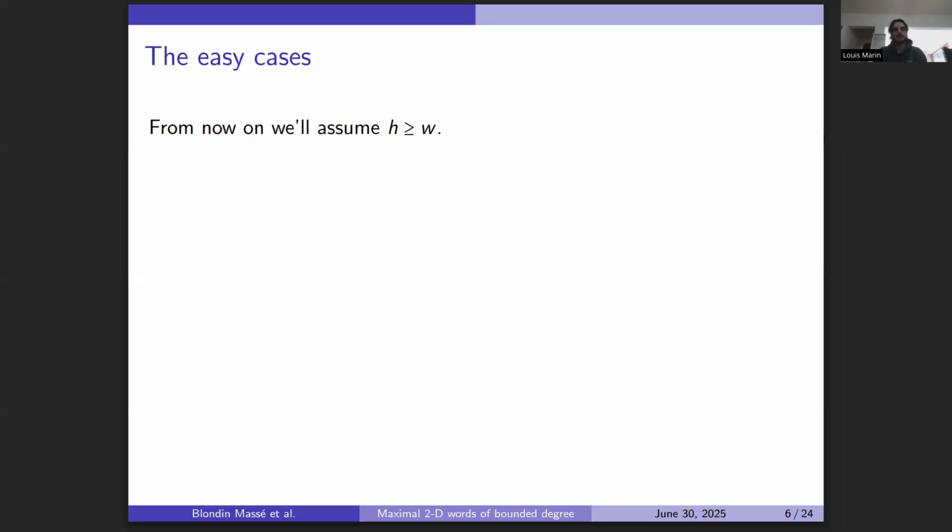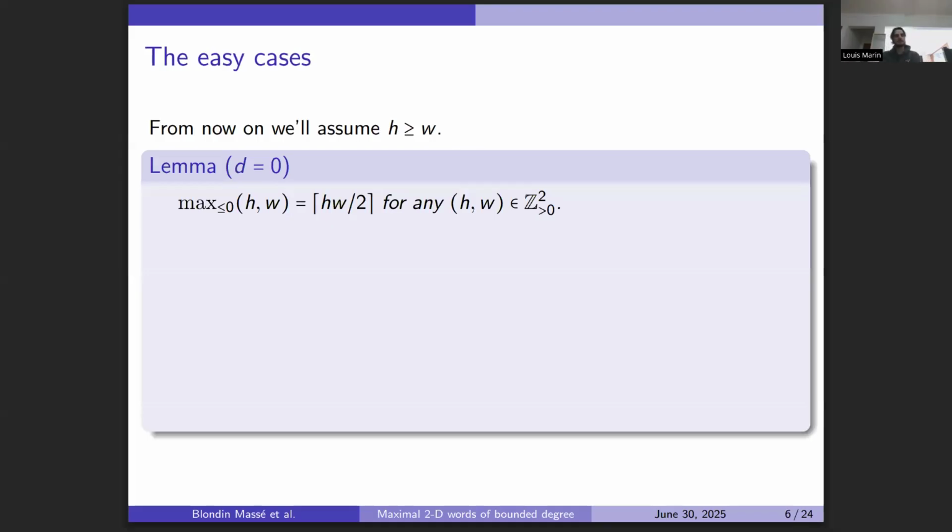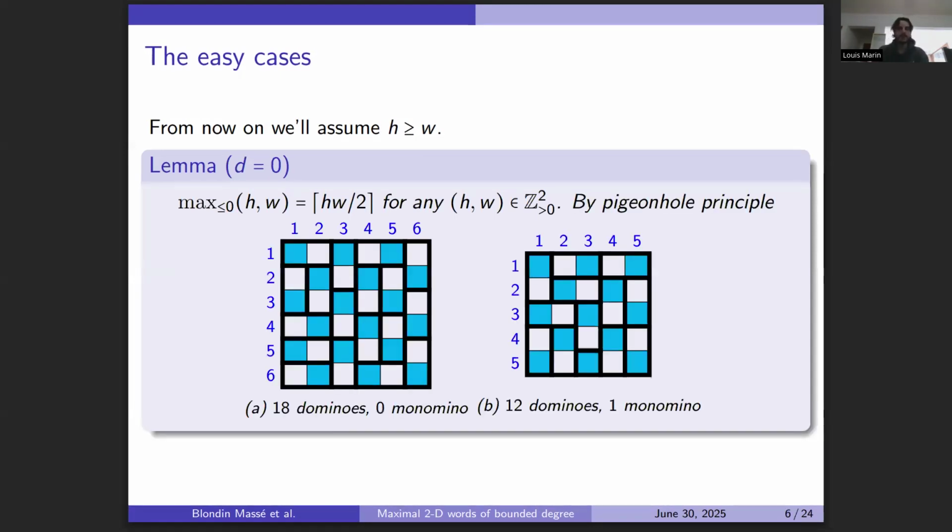All right, so maybe we can look at the easy cases. First of all, the case D equals 2. We won't look at D equals 4 because it's nothing. So for D equals 2, the result is simply that it's half of the word that can be filled with squares. The proof is just by the pigeonhole principle. It's quite easy to come up with an example that reaches this area.